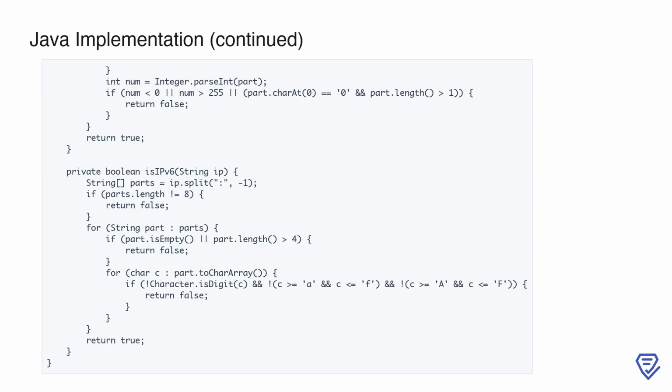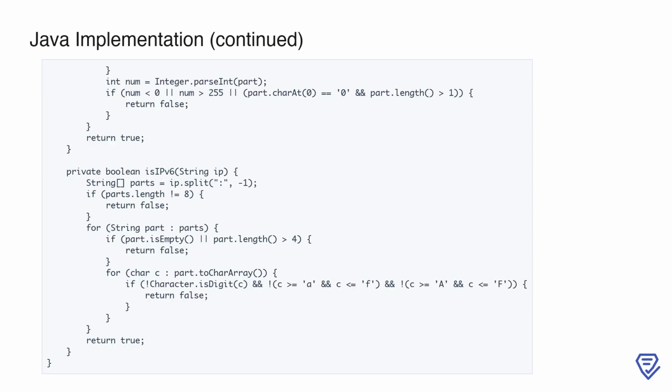Moving on to the isIPv6 method, it begins by splitting the input string into parts using the colon delimiter. For IPv6, we expect exactly 8 parts, so if the length of the resulting array is not 8, the method immediately returns false. Each part is then validated to ensure it is non-empty and does not exceed 4 characters in length.